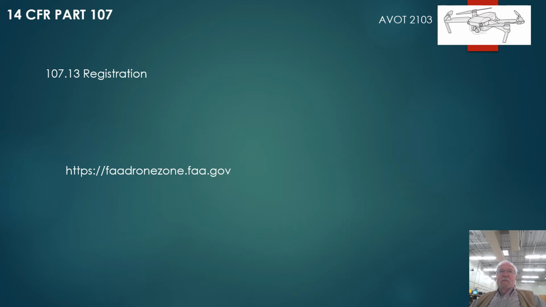Registration: no person operating a civil small unmanned aircraft system for the purpose of flight must comply with provisions from Part 91. Basically, that means that if it's more than 0.55 pounds, it must be registered with the government. And that's just a simple thing. You go to the website and basically fill in your information and pay $5. It's a pretty simple process, but you must comply. It must be registered if it's over 0.55 pounds. All right.